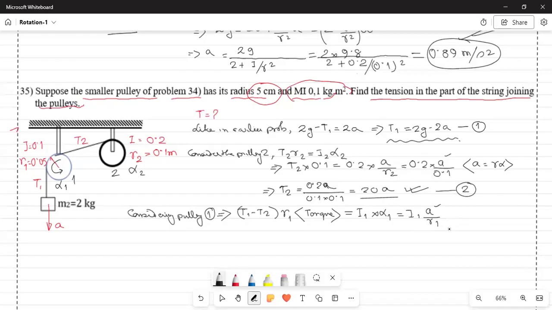So T1 minus T2 is I1 A by R1 divided by R1, since I1 into alpha 1 is A by R1. From here we get T1 minus T2 equal to I1 A by R1 square. This is equal to I1, which is given as 0.1, A we are going to find out, divided by R1, 0.05, whole square. This calculated comes to 48. So this is equation number 3.